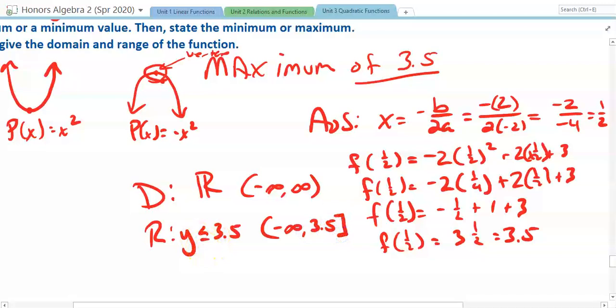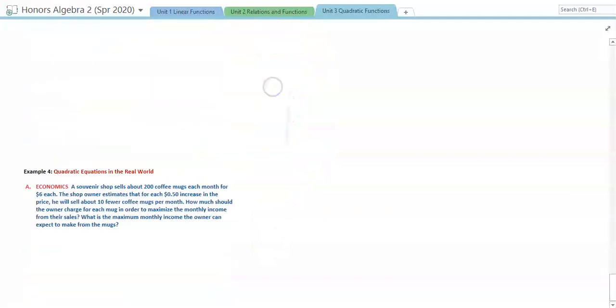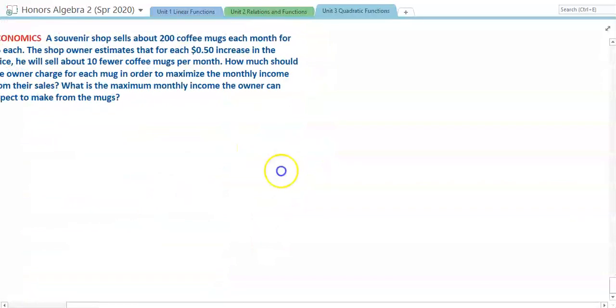All right, and so as we look at the next example here, we're going to look at this souvenir shop problem.